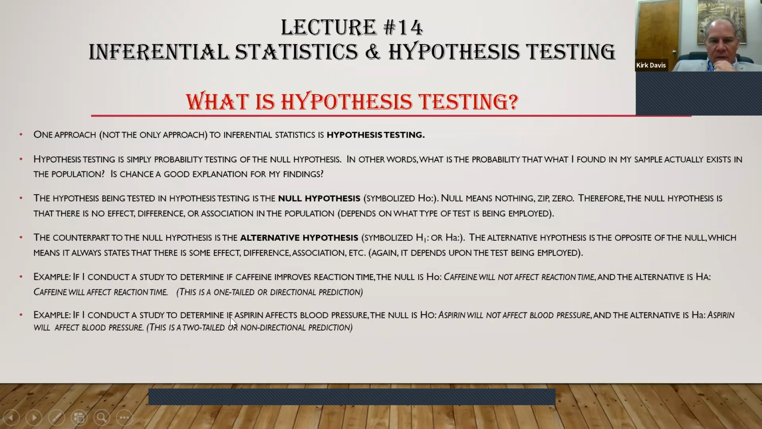And so if I do a study, aspirin affects blood pressure, the null is aspirin will not affect blood pressure. The null is always going to say there's nothing going on. The alternative, HA, aspirin will affect blood pressure. Now I've got a two-tailed. This is correctly stated. I didn't say it's going to improve it. Didn't say it's going to help it, make it go up, make it go down. It's non-directional or two-tailed.